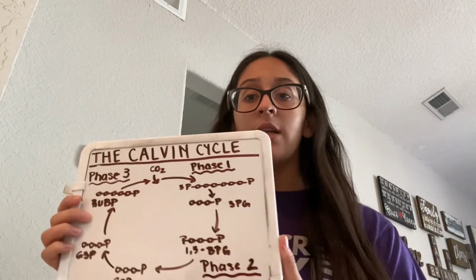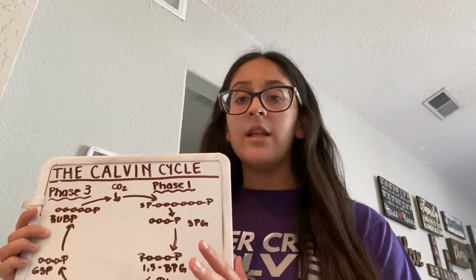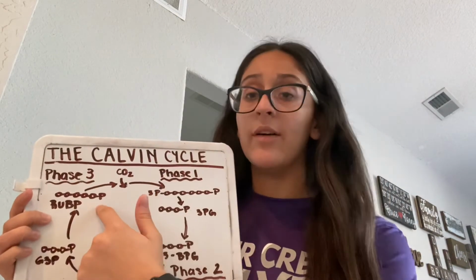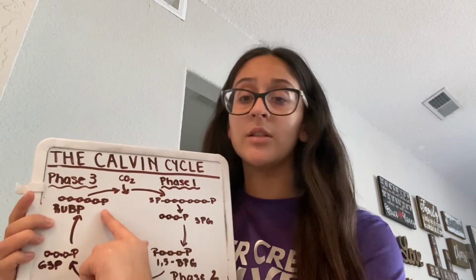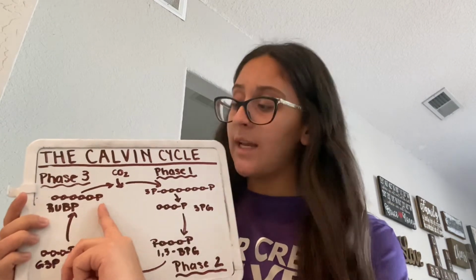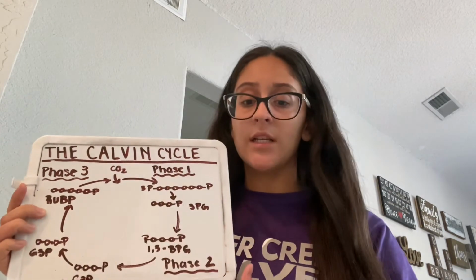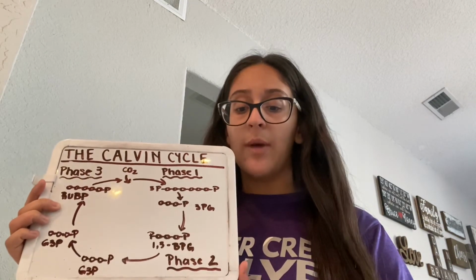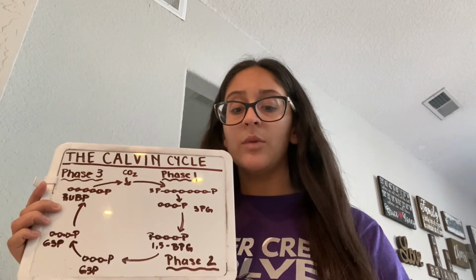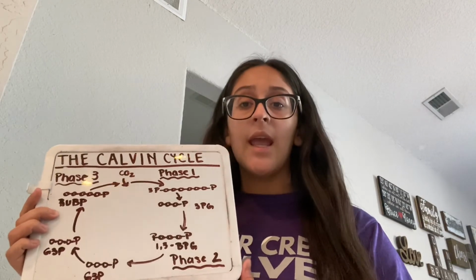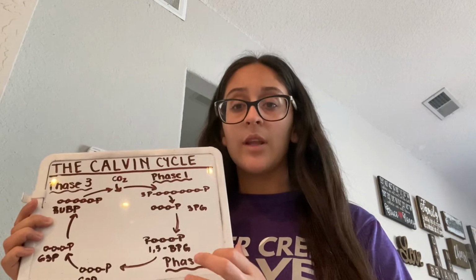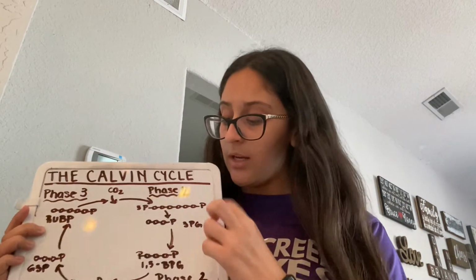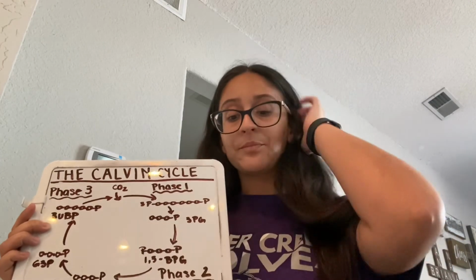The Calvin cycle has 3 phases, and the first one is carbon fixation. So it starts off with RuBP, a 5-carbon molecule, also known as a CO2 acceptor. It takes in a carbon, and it turns into a 6-carbon molecule. And the 6-carbon molecule breaks into 2 molecules right away, and these are called 3PG, which is 3-phosphoglycerate, and ATP is being used here.